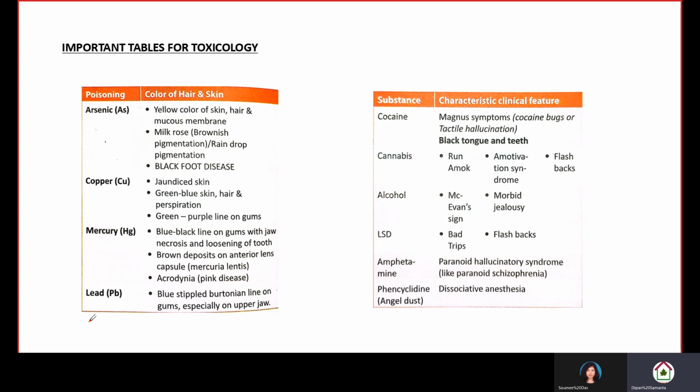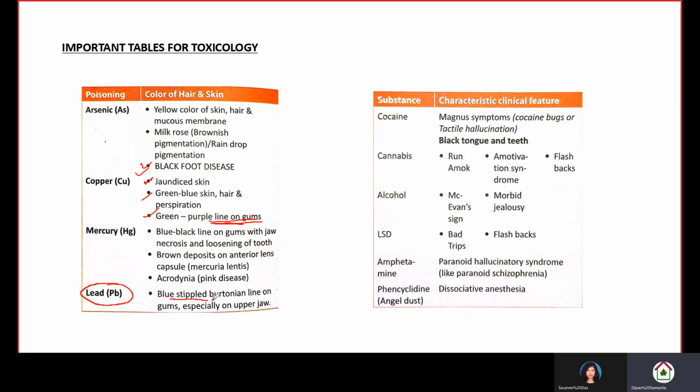Milk rose raindrop pigmentation and black foot disease occur in arsenic poisoning. In copper, there is jaundiced skin, green blue skin, and a green purple line on gums. Then there are Burtonian lines, which occur in lead.